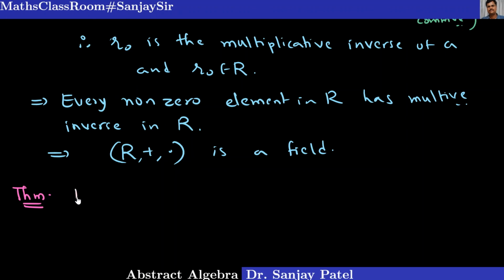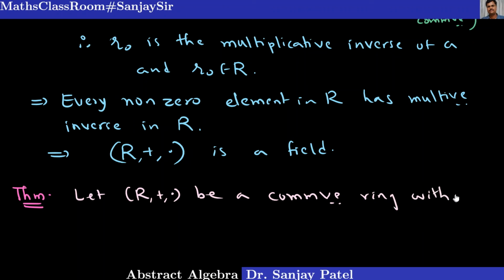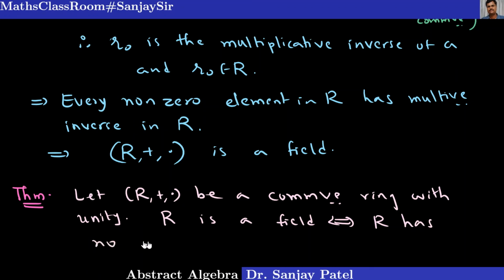So I can write: let R plus dot be a commutative ring with unity. Then R is a field if and only if R has no proper ideals. So combining the two theorems, we can get this necessary and sufficient condition for a ring R to be a field.